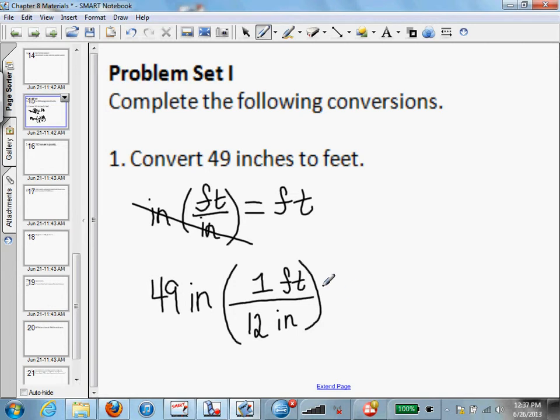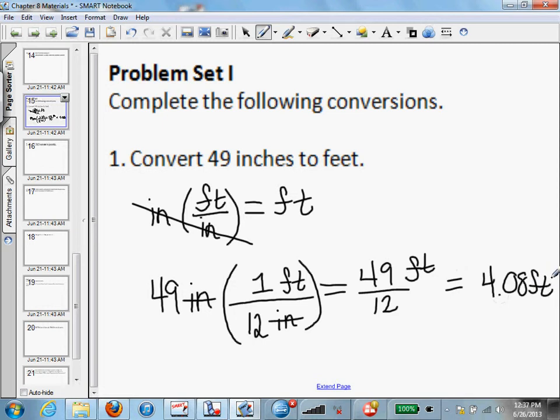There are 12. So you're going to be left with, these dimensions will cancel out, leaving you with 49 feet divided by 12. So if you simplify this fraction, 49 divided by 12, you get 4.08 feet.